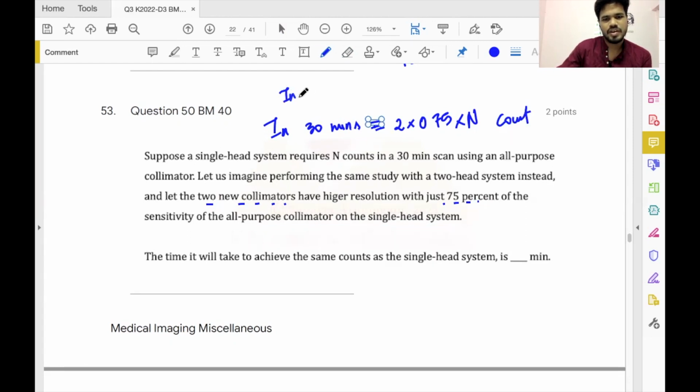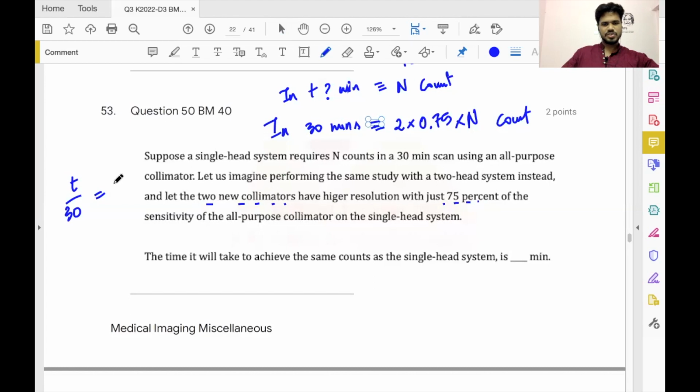So in 3 minutes, this is what we have to find. That would correspond to n count. So quickly, simple ratio problem. So t over 30 should be n over this number. Okay. So t over 30, this ratio should be same as this ratio, that is 1 over 2 into 0.75. So 30 divided by 1.5. So the answer is in 20 minutes we can do it. Okay, great.